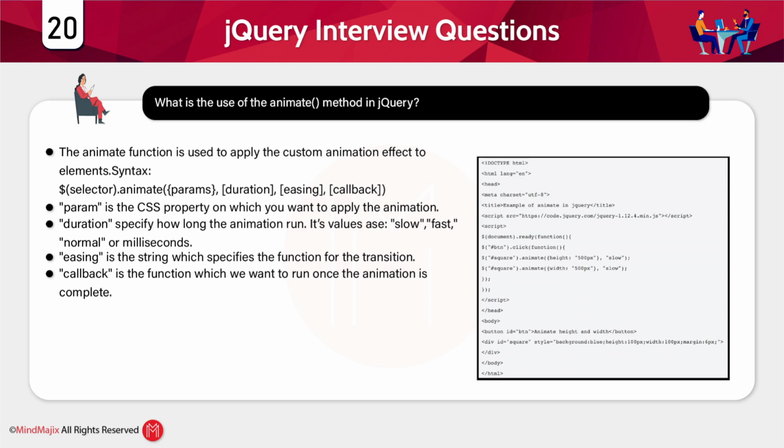So param is the CSS property on which you want to apply animation. Duration can be slow, fast, normal, or milliseconds, how long the animation runs. Easing is the string which specifies the function for the transition. And the callback is the function you need to call when the animation is completed. So this is all about the jQuery animate method.